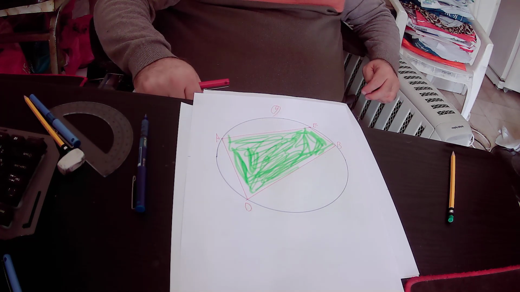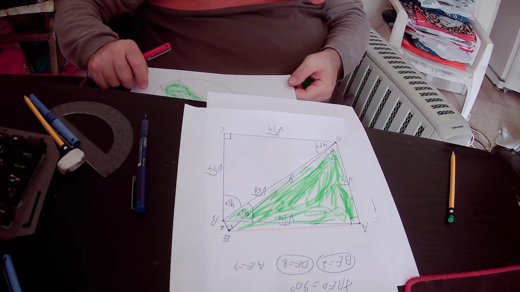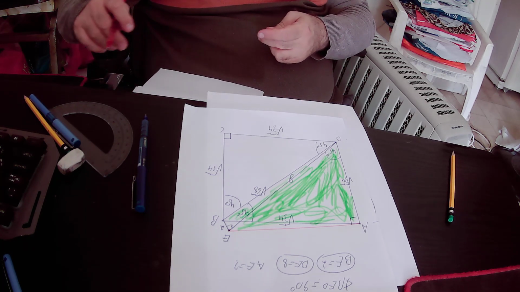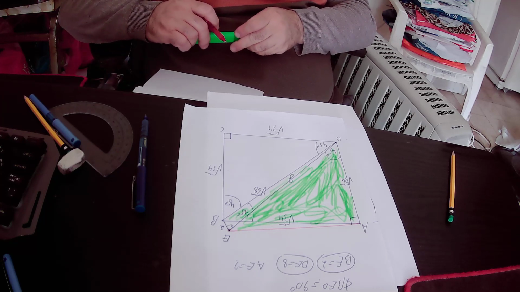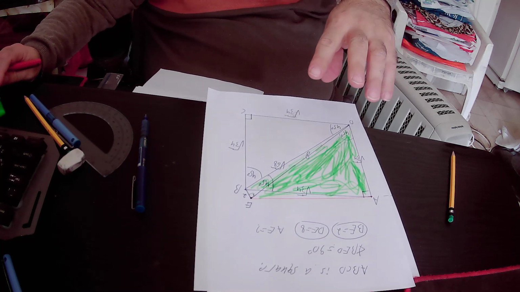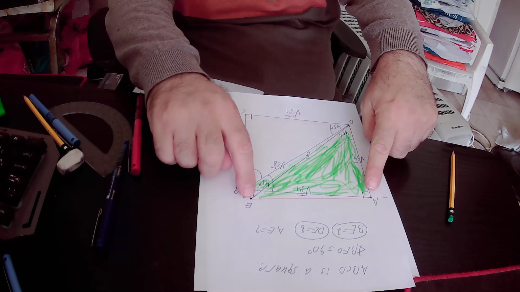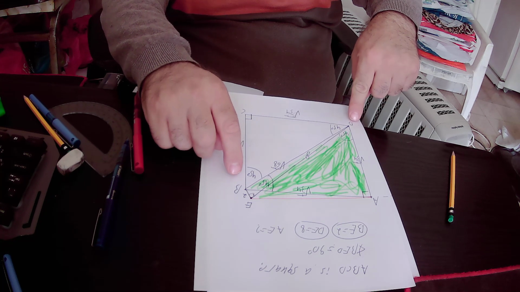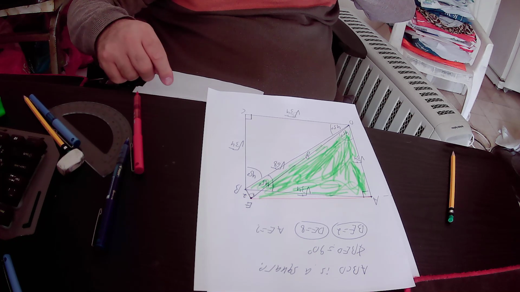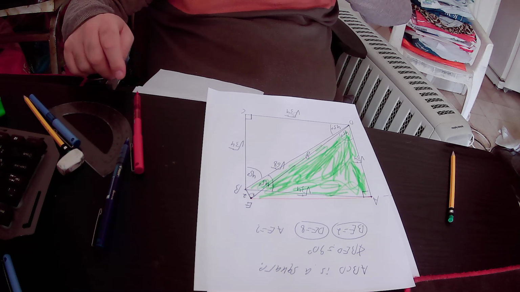Okay, and actually this also is true because of the fact that we have two right angles that subtend on the same segment line BD. Okay.